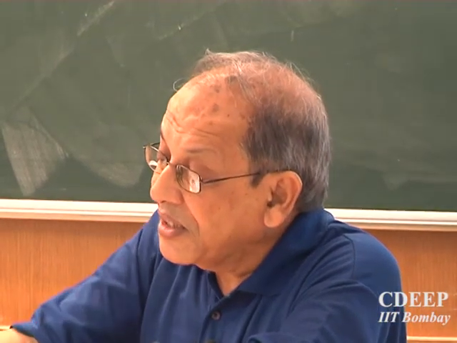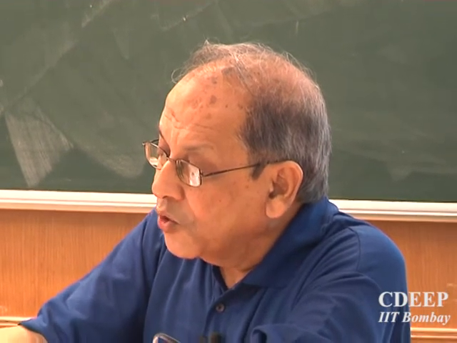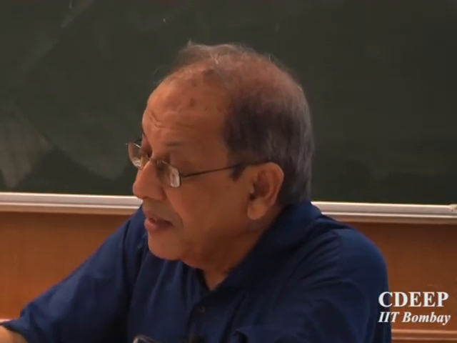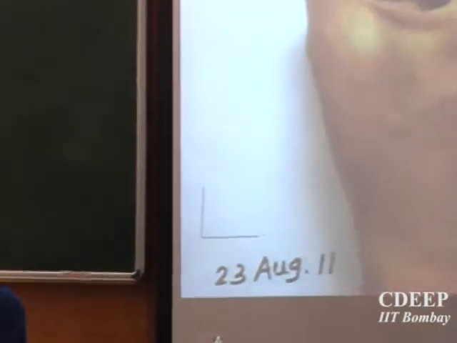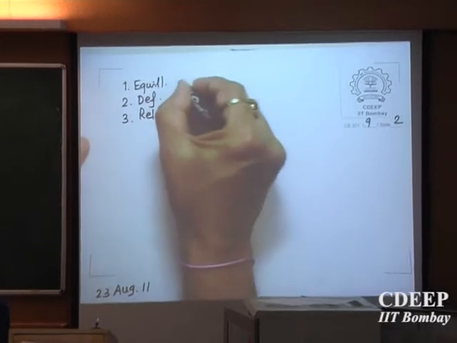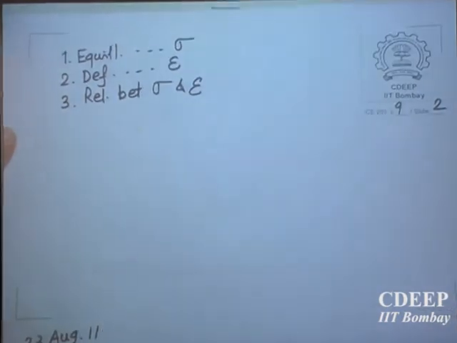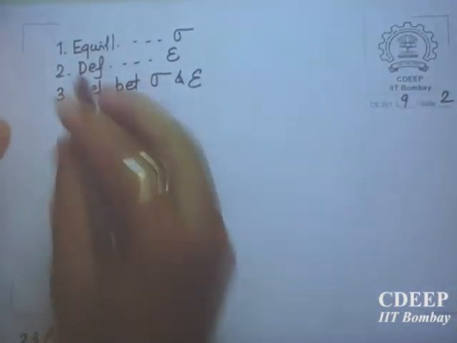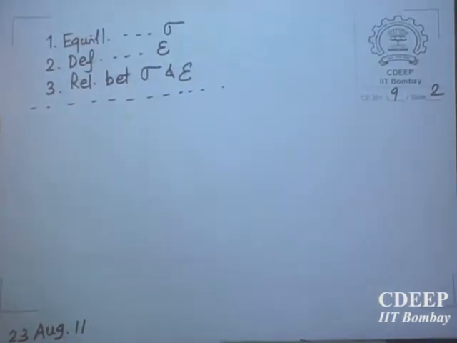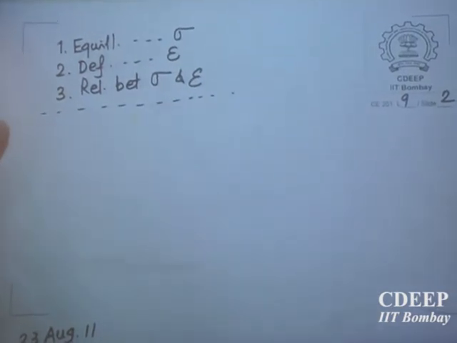So the three conditions mean equilibrium, deformation, and the third one, the relation between stress and strain. Equilibrium will give you some idea about stress, deformation will give you some idea about strain. They have to be related. So these are the three complete sets of equations that describe the behavior of any elastic body, irrespective of whether the body is statically determinate or indeterminate.